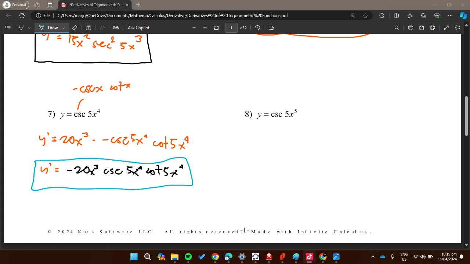Any questions about number 7? As of now, I am recording. I'll post the recording on our Facebook and also on YouTube. When it's simplified, what does it look like? This will be our final answer.